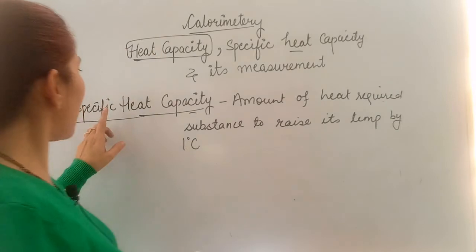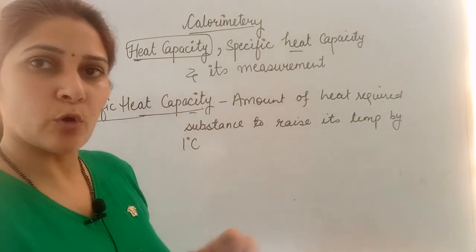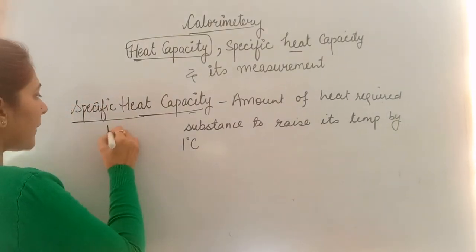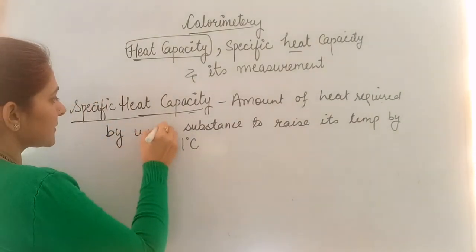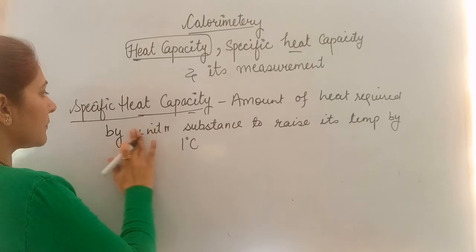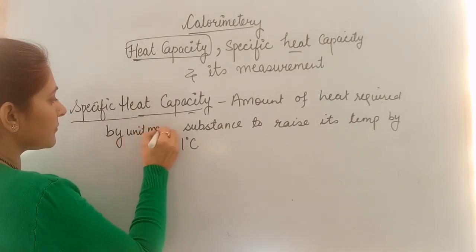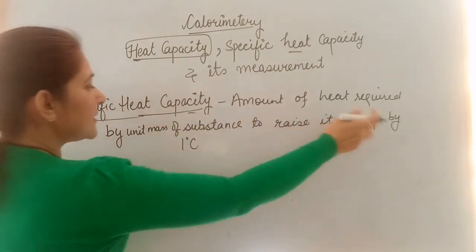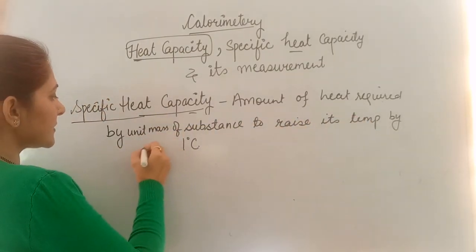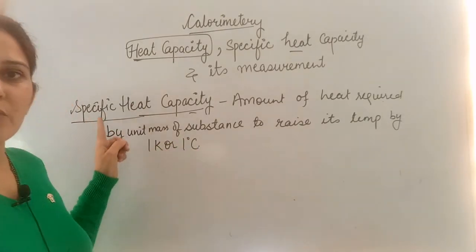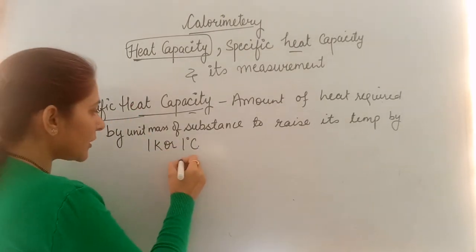Now we are going to talk about specific heat capacity. What is it? It is the amount of heat required by unit mass of a substance to raise its temperature by 1 degree Celsius or by 1 Kelvin. This is known as specific heat capacity. This is denoted by small c.